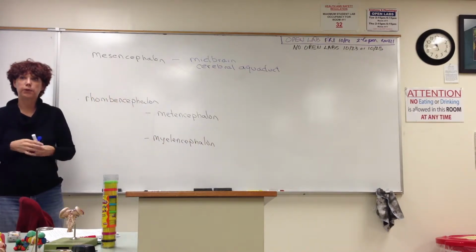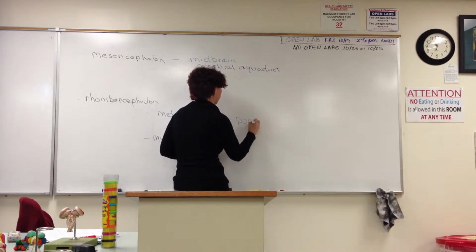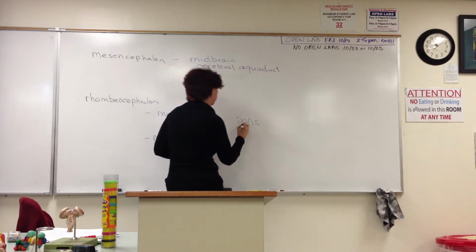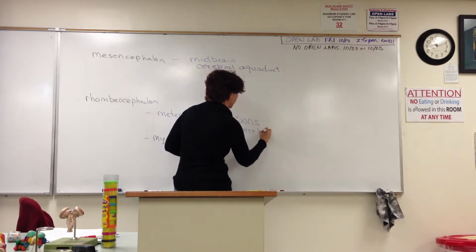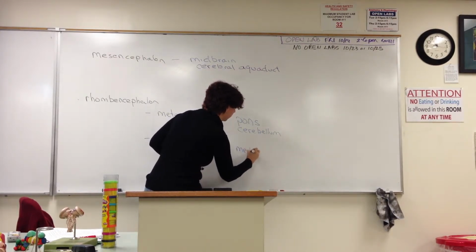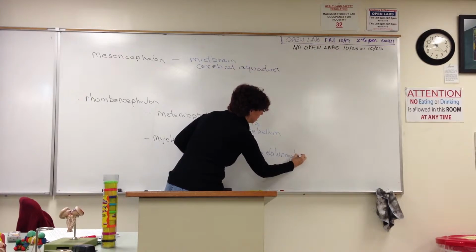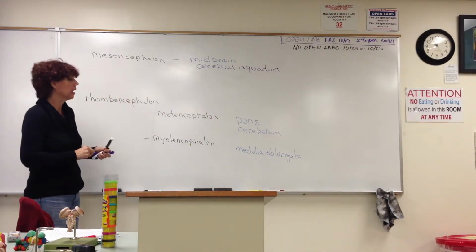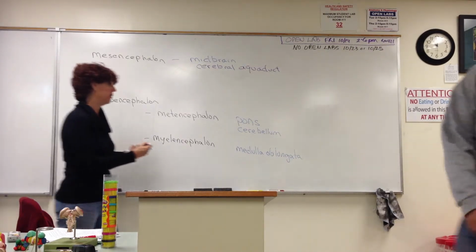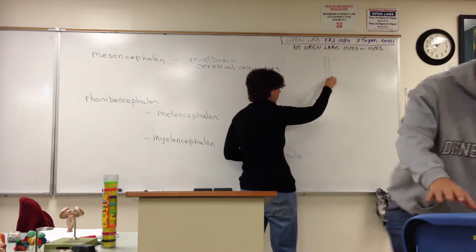And the metencephalon will form the pons, and the cerebellum. So over the roof of the fourth ventricle, it will give rise to the cerebellum. And then the myelencephalon will form the medulla oblongata. And ventricular system associated with these two? Fourth ventricle. So the fourth ventricle, this is a narrow structure for the cerebral aqueduct.